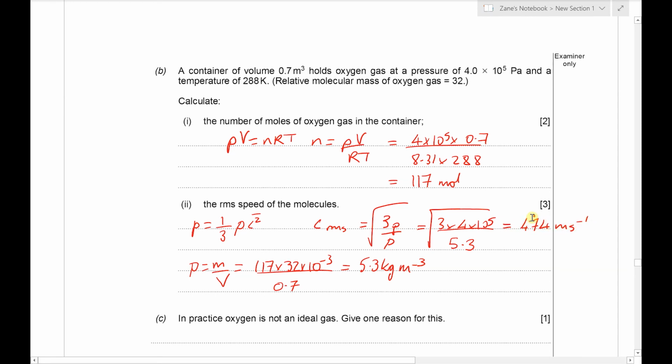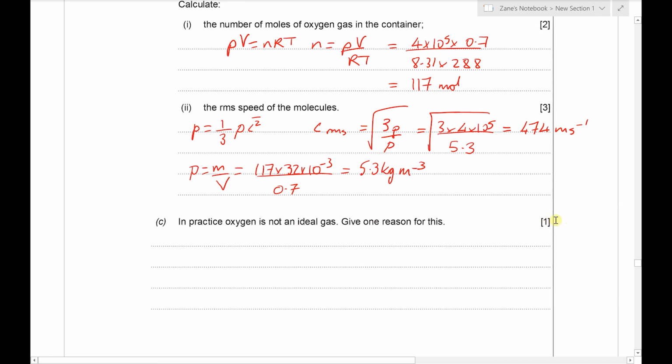Finally, we're asked, in practice oxygen is not an ideal gas. Give one reason for this. Well, we could go for things like anything that goes against the kinetic theory assumptions. So for example, we could say that collisions with the walls of the container aren't elastic and so forth. Or we can go for the idea that oxygen doesn't obey Boyle's law at all temperatures. And that's what I'm going to go for this option here. All temperatures and pressures.